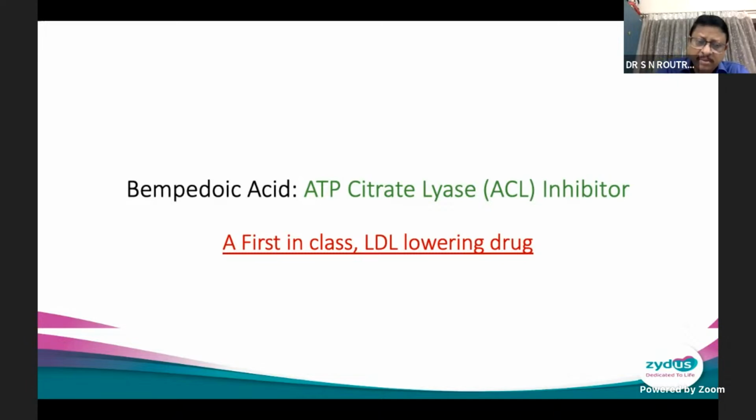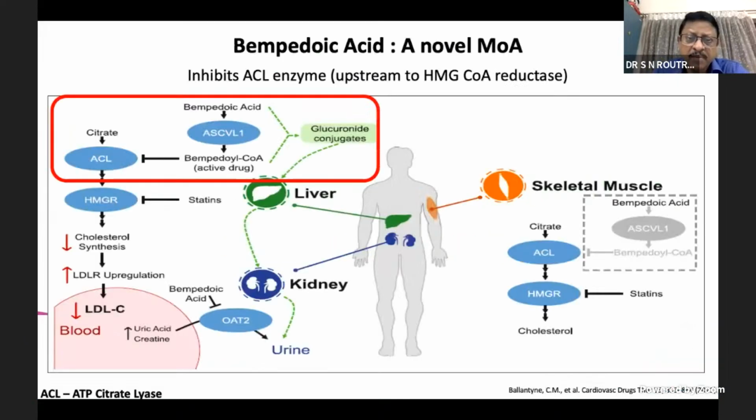Bempedoic acid is usually given in a dose of 180 milligram daily, with or without food. All of us have discussed bempedoic acid. This is a novel molecule with a novel mechanism of action. It acts at ATP citrate lyase, whereas statins act at HMG-CoA reductase. This agent acts higher, prior to this in the same pathway.